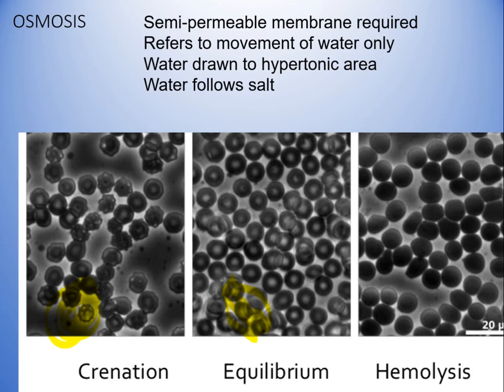What if the concentration inside and outside the cell is the same? That's called equilibrium. And this is when the cells are isotonic. Iso meaning same. These little red blood cells here in the middle, that's what they should look like. Nice and round with a little Cheerio kind of center to them.